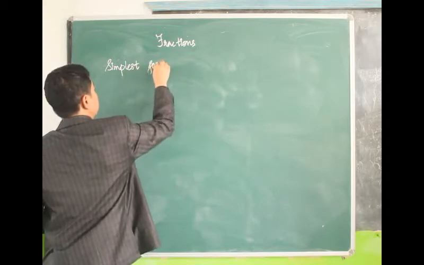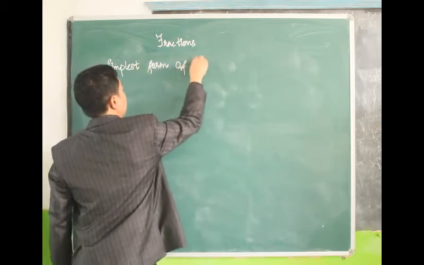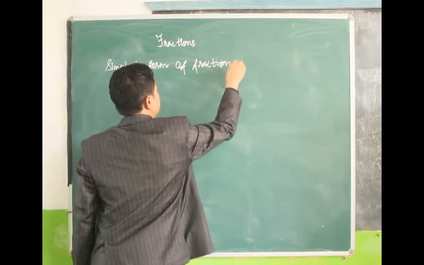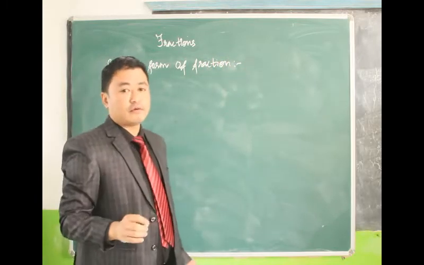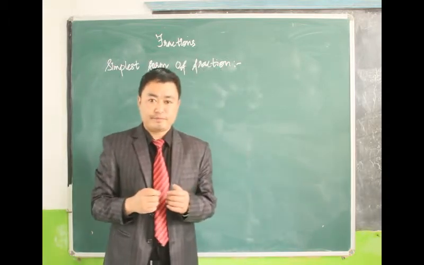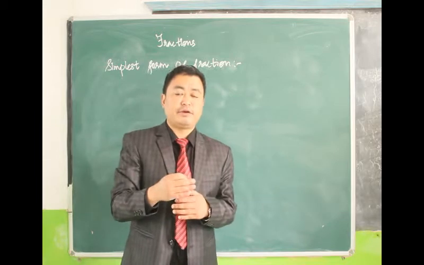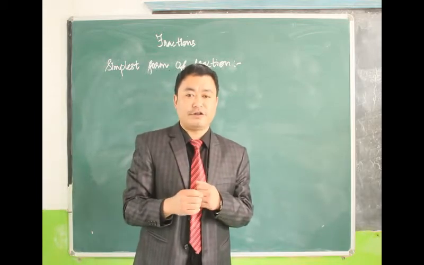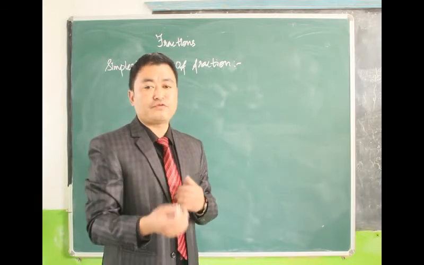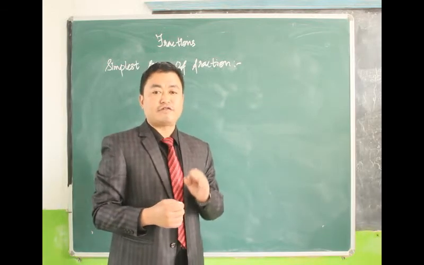Now see, the simplest form of fraction. What happens in the simplest form of fraction is whenever in the numerator and denominator there are no other common factors, at that time those fractions are known as our simplest form of fraction.